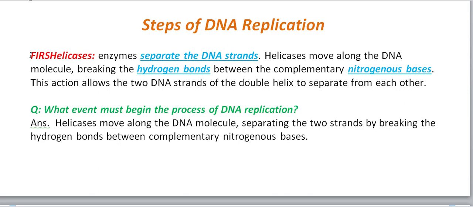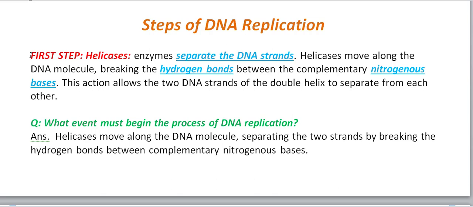First step of the DNA replication begins by an enzyme called helicases. Helicases are enzymes that separate DNA strands. The DNA must separate from each other. How does DNA separate from each other? DNA double strands are separated by breaking down hydrogen bonds between the bases. This hydrogen bond is a weak bond, and the helicases are able to break it down.